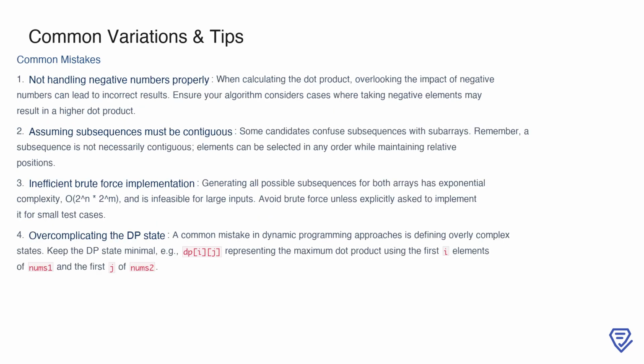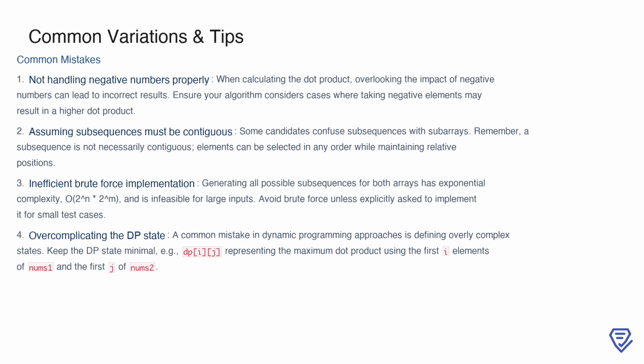When working on this problem, there are some common pitfalls to watch out for. One major mistake is not properly accounting for negative numbers in the input. Negative values can significantly affect the outcome of the dot product, and sometimes including a negative number in the subsequence actually leads to a higher result. It's crucial to ensure your algorithm handles these cases correctly.